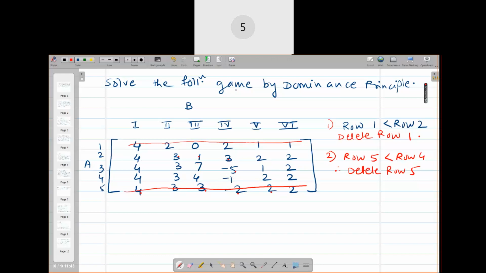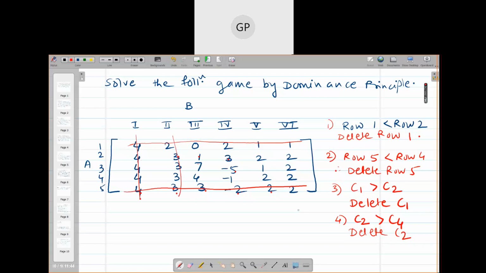C1 is greater than C2. Yes, C1 is greater than C2. So delete what? C1. Delete C1. Then I can see C2 is greater than C4. C2 is greater than C4. Yes, ma'am. So delete C2 also.